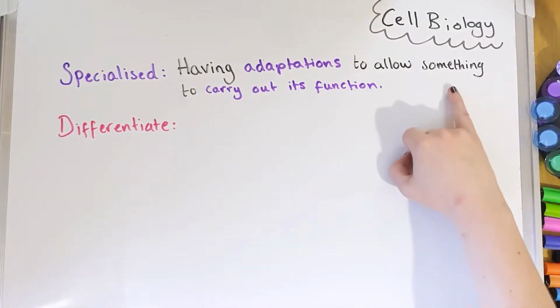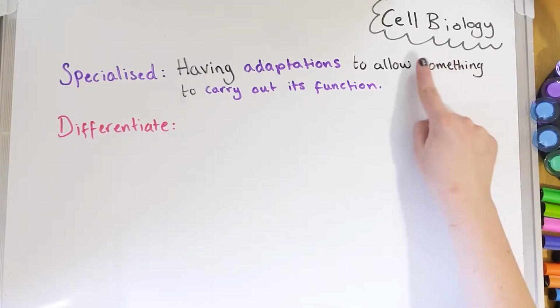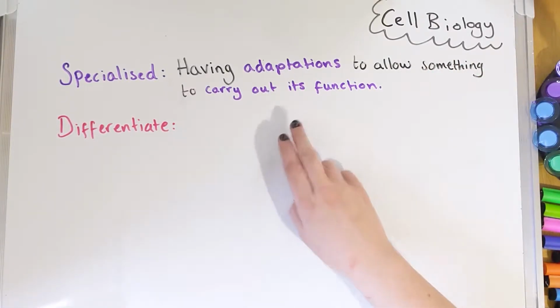I've used "its" and something here. Usually, my pet peeve is people saying "it's" and that, to be specific in exams. But here, I've sort of made it a bit generic, so you could insert cell here, or adaptations aren't, and specialisations aren't just for cells. So adaptations allow the cell or the organism to carry out its functions, whatever those are.